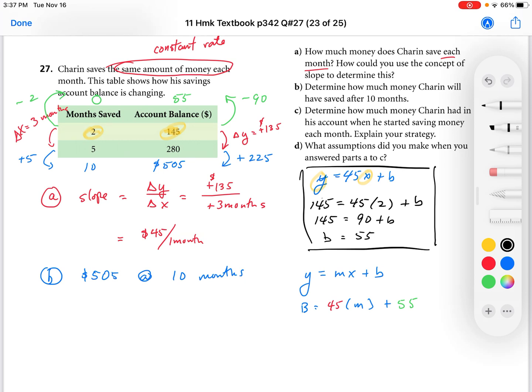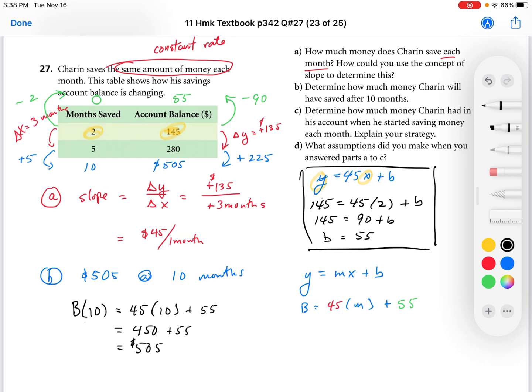In either case, once I find the equation, I can find the balance at 10 months. Okay, sorry, I want to find the balance at 10 months. So B, the balance when months is 10, is equal to $45 times 10 months plus the original $55, and that gives me 450 plus 55, which gives me the answer of $505. Okay, and it happens at 10 months. Okay, so that's another way I could do this.